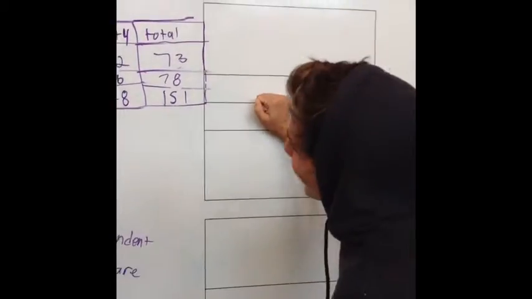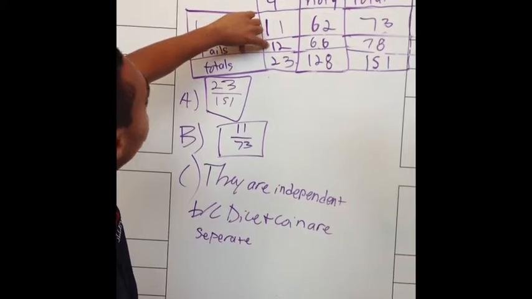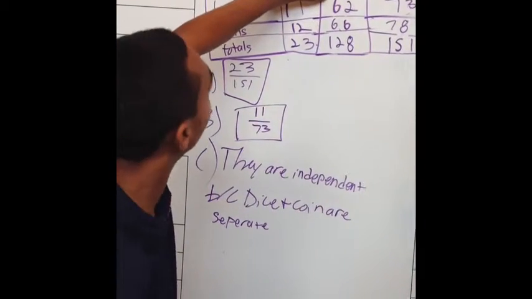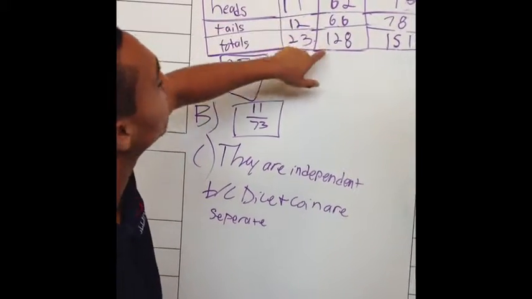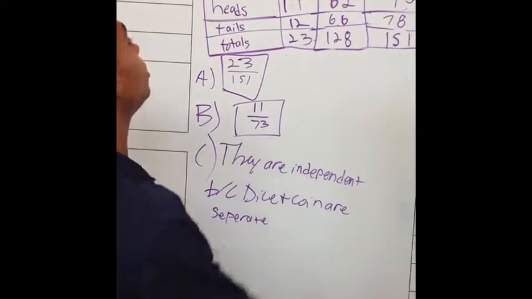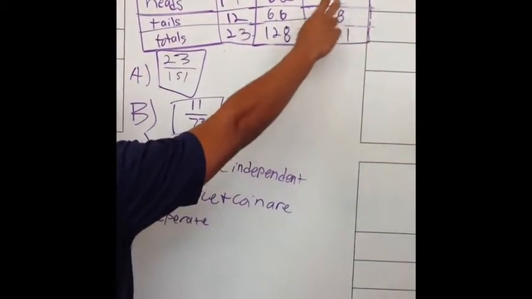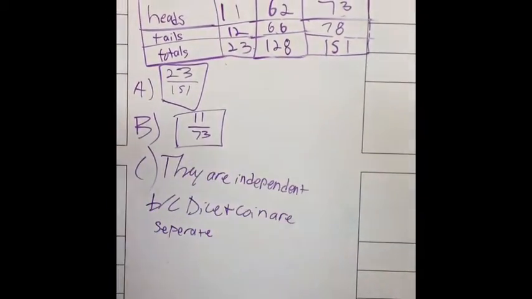So he rolled a heads and a 4 11 times. Rolled a tails and a 4 12 times, which equals 23. He rolled a heads and not a 4 62 times. A tails and not a 4 66 times, which gave him a total of 128. Total of heads is 73 times. Tails is 78 times, and that gave him a total of 151.